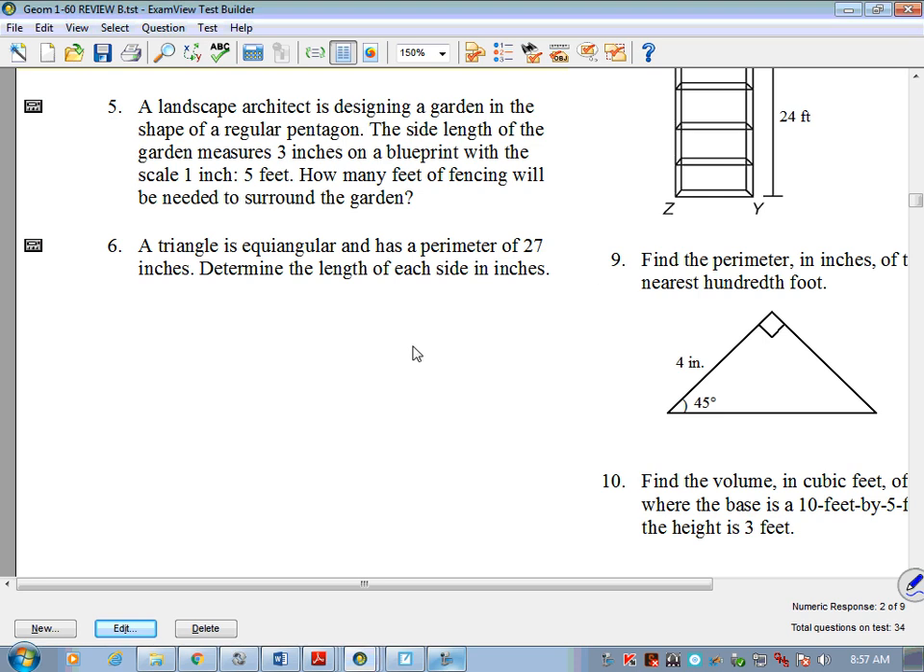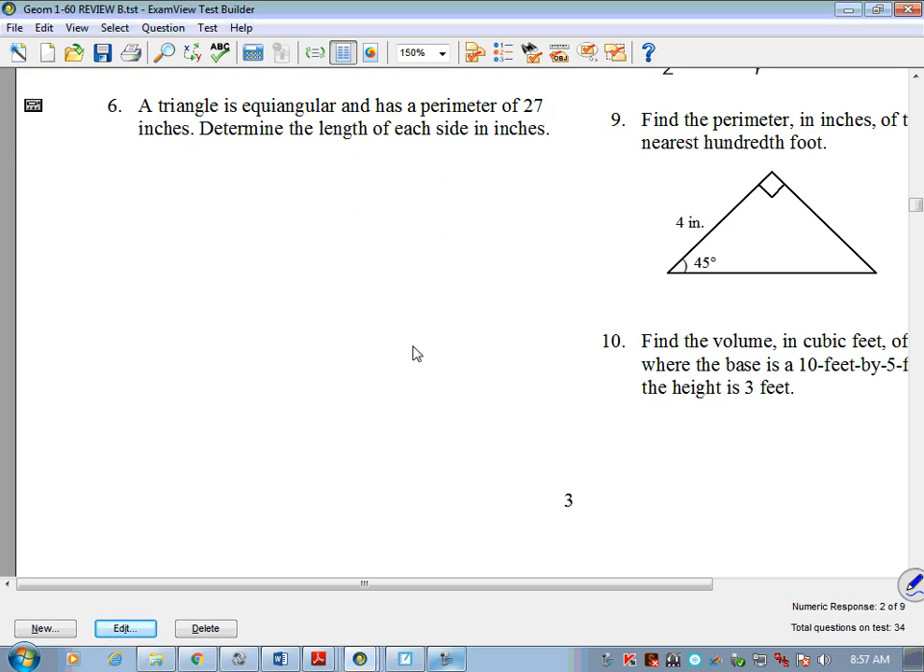All right, number 6. Number 6 comes from lesson 51, properties of isosceles and equilateral triangles. A triangle is equiangular. Hopefully we remember that all equiangular triangles are also equilateral. It has a perimeter of 27. Perimeter means that all sides add up to 27 inches in this case. Determine the length of each side in inches.